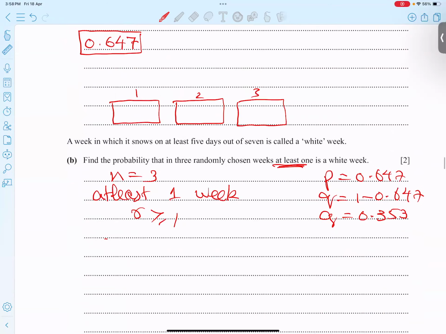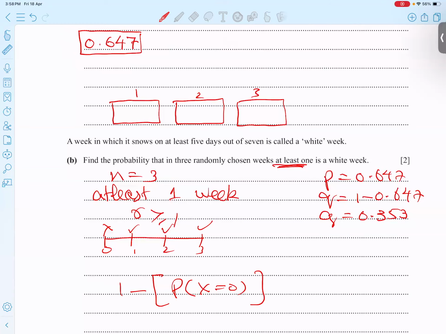So we draw a number line: 0, 1, 2, and 3. We have to stop here. I need these values, and the one I don't want, I will find and subtract from 1. So 1 minus the probability when x is equal to 0. This is the whole plan.